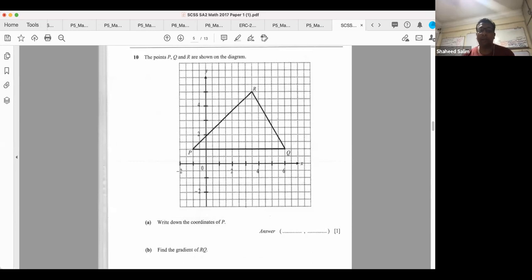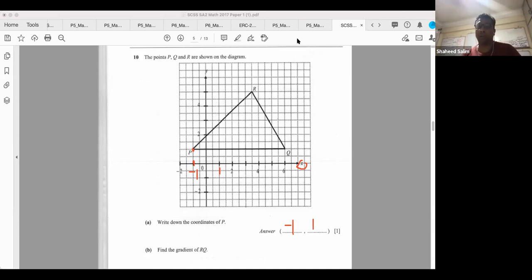Ryan, P is where? Down here, P. You must start with the x-axis. This is the x-axis, can you see? So what number is this? This is 0, this is 1. This one must be minus 1. And then, after that, read from the y-axis. 2 is here. Yes, minus 1. So the coordinate is minus 1 for x. Y is 1. Okay, well done.